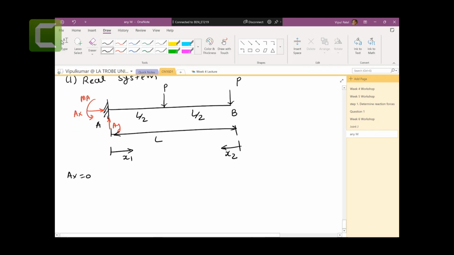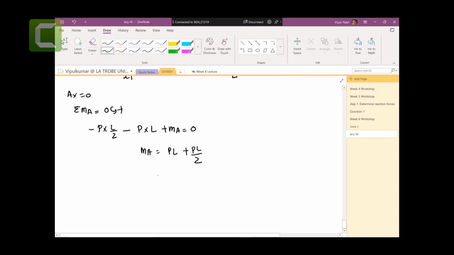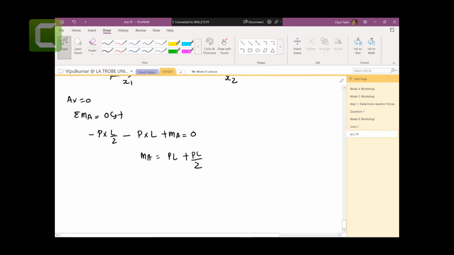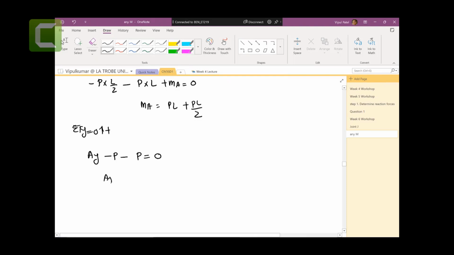AX equal to 0, there is no horizontal force. Sum of the moment at A equal to 0, anti-clockwise is positive: minus P L by 2 minus P times L plus MA equal to 0. So MA equal to PL plus PL divided by 2. All right, and sum of the forces in the y direction, upward is positive: AY going up, minus P equal to 0. So AY equal to 2P.